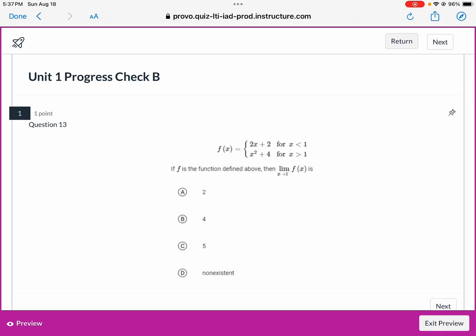Hey guys, this is going to be a video covering the progress check B, which should be done as homework along with 1.5 through 1.8.